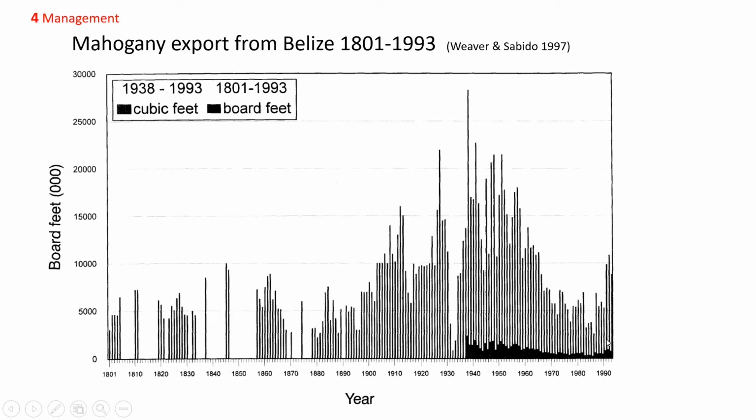The reason it probably jumps up later here is not because there's more mahogany, but because they reduced the cutting limit, probably from 80 centimeters diameter to 60. So immediately this opens up a lot more resource. But that's not managing mahogany, that's mining mahogany.